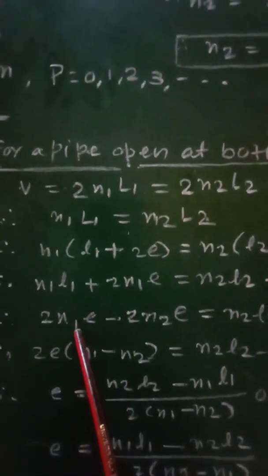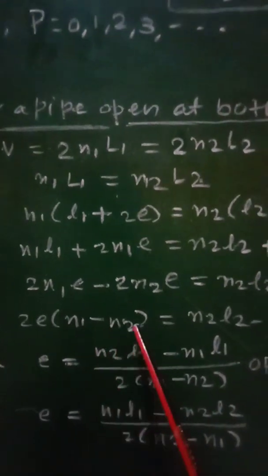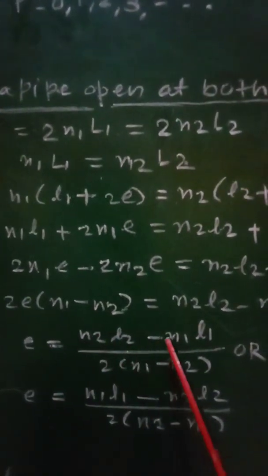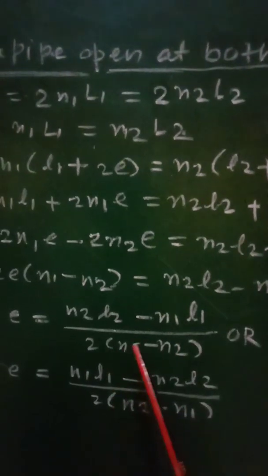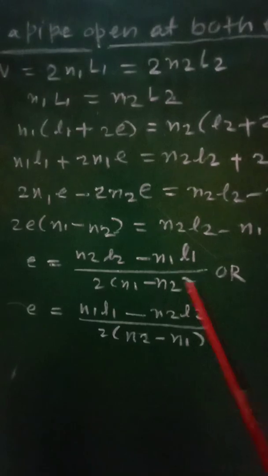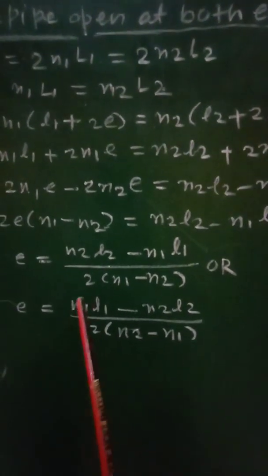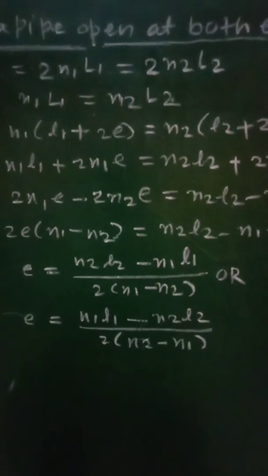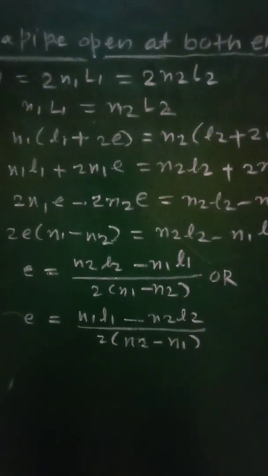Therefore 2n1e minus 2n2e will be equal to n2l2 minus n1l1. Taking 2e common, we will get 2e into n1 minus n2 equal to n2l2 minus n1l1. Then e will be equal to n2l2 minus n1l1 upon 2 into n1 minus n2, or also we will get another formula for e, that is n1l1 minus n2l2 upon 2 into n2 minus n1. By using these two formulae, we can calculate the end correction for a pipe open at both ends. So this will be regarding the practical determination of end correction.